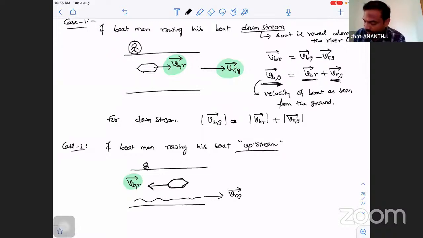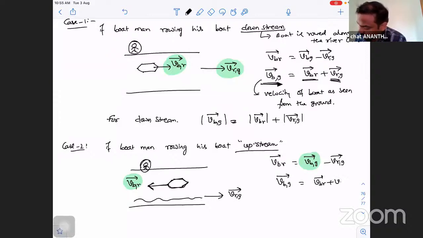Then what is the velocity of the boat as seen from the ground? If any person observes from the ground, what is the velocity of the boat? Velocity of the boat with respect to river is equal to velocity of the boat with respect to ground minus velocity of river with respect to ground. So this vector will tell you the velocity of the boat as seen from the ground. That's why we require VBG bar. VBG is equal to VBR plus VRG, the resultant of these two velocities.